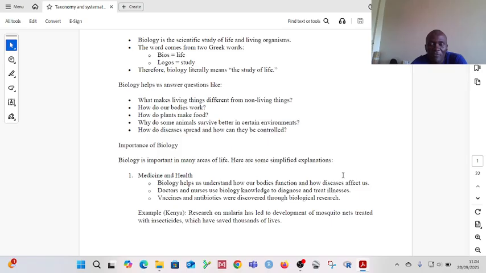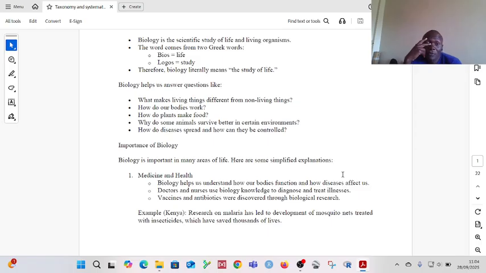And once we understand how these diseases spread, then we should be in a position to come up with ways of controlling these diseases. So in a way, through biology, we can obtain answers to all these questions that I've highlighted. We've seen the definition of biology. We've seen the types of questions that we can answer through biology. So the next bit will be then, is biology important? Why is it that people take time to study biology?